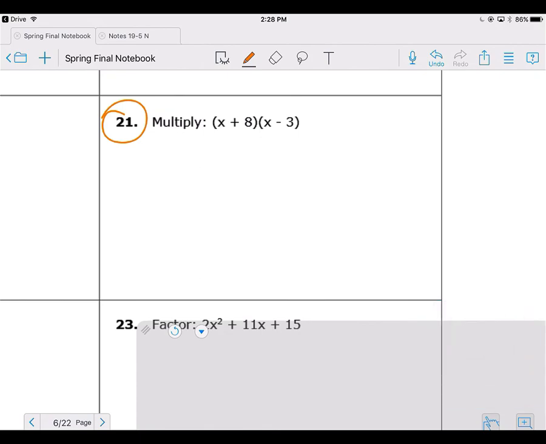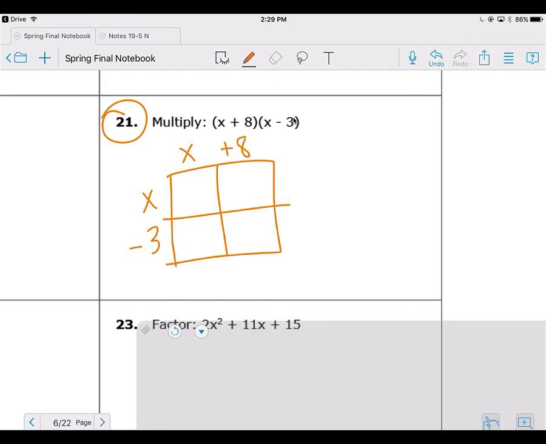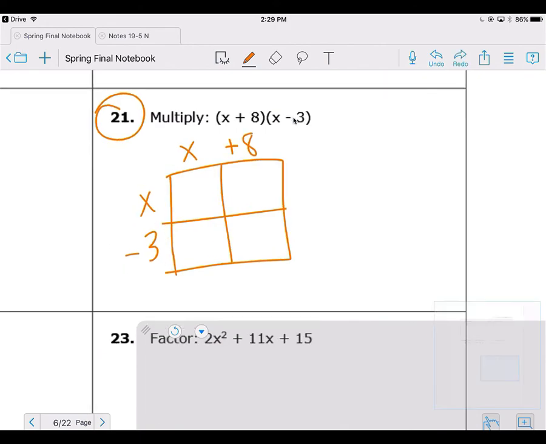minus 3. Remember, anytime you are asked to multiply things using parentheses, a variable and a number, we use the box to keep our work organized and neat. X plus 8 will go on the top, and x minus 3 will go on the bottom. Notice that I am keeping the sign with the number.